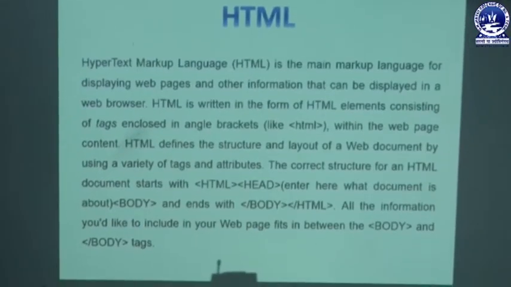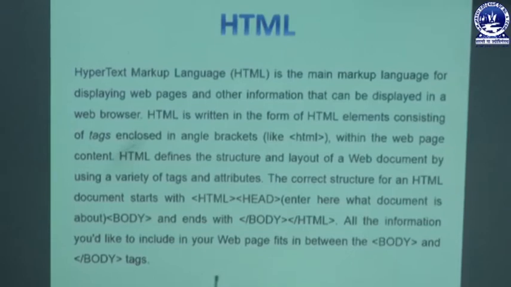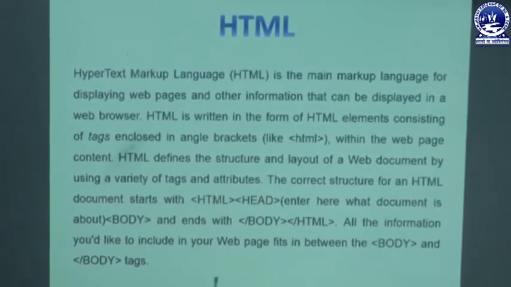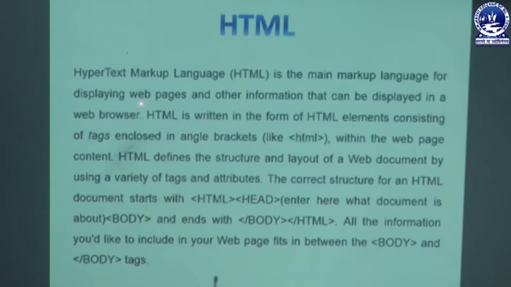So what do you mean by HTML? Hypertext markup language, that is HTML, is the main markup language for displaying web pages and other information that can be displayed in a web browser. HTML is written in the form of HTML elements consisting of tags enclosed in angle brackets, like <html>. You can see the HTML is written in angle brackets within the web page content. HTML defines the structure and layout of a web document by using a variety of tags and attributes.